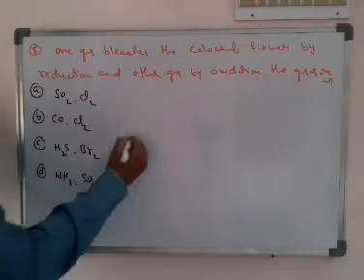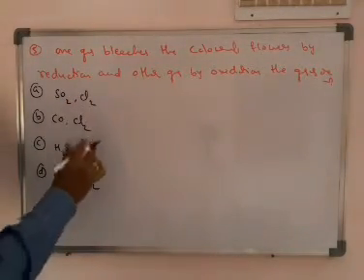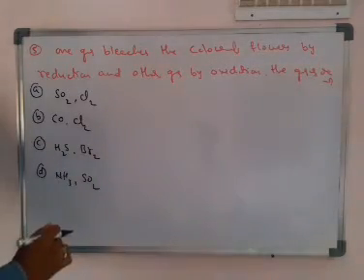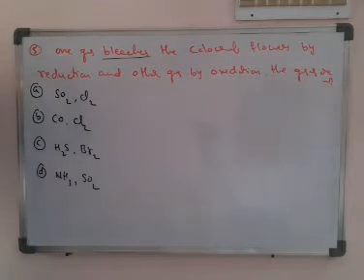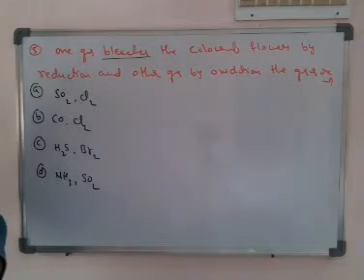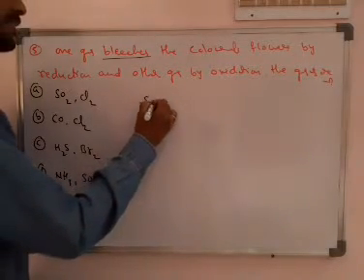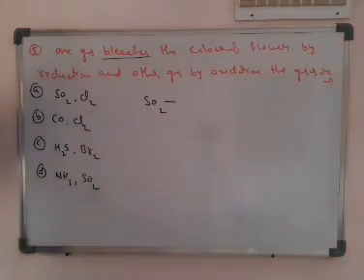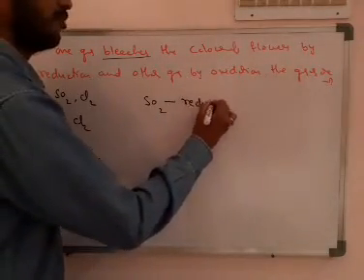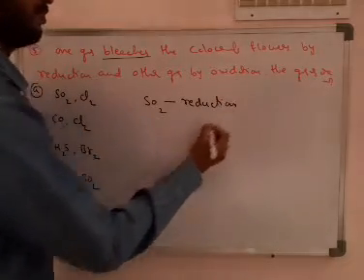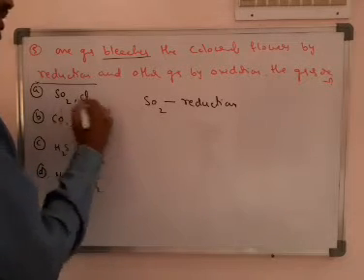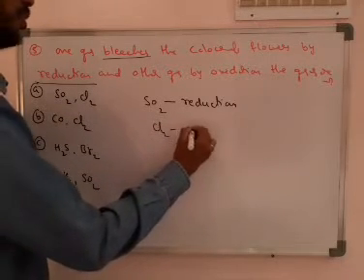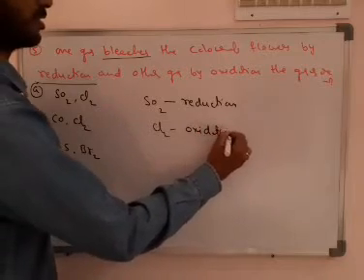Here the bleaching agents are sulfur dioxide and chlorine. Sulfur dioxide and chlorine are the best bleaching agents. Okay, so we have to find which works by reduction and which works by oxidation. Generally, sulfur dioxide works as a bleaching agent with the help of its reduction reaction, whereas chlorine works through its oxidation process.